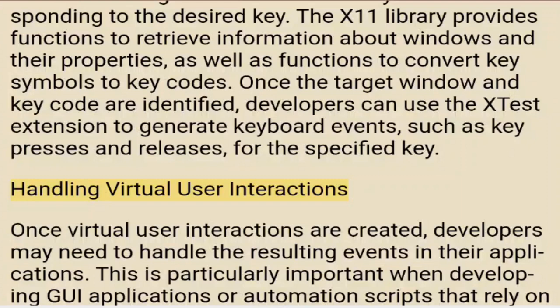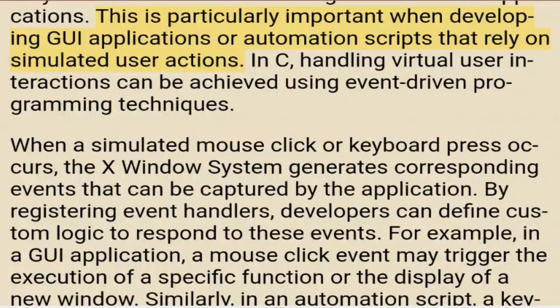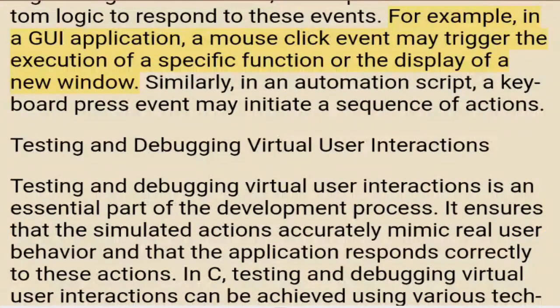Handling virtual user interactions. Once virtual user interactions are created, developers may need to handle the resulting events in their applications. This is particularly important when developing GUI applications or automation scripts that rely on simulated user actions. In C, handling virtual user interactions can be achieved using event-driven programming techniques. When a simulated mouse click or keyboard press occurs, the X window system generates corresponding events that can be captured by the application. By registering event handlers, developers can define custom logic to respond to these events. For example, in a GUI application, a mouse click event may trigger the execution of a specific function or the display of a new window. Similarly, in an automation script, a keyboard press event may initiate a sequence of actions.